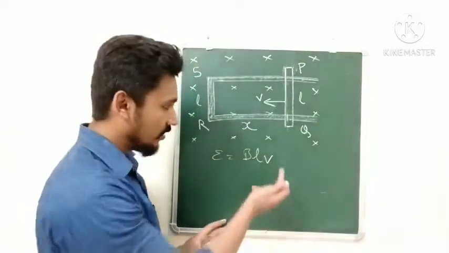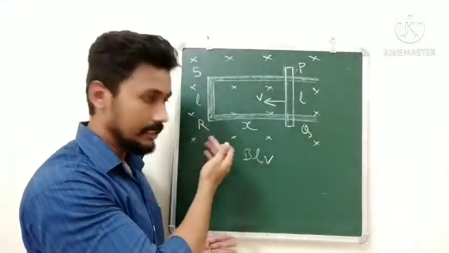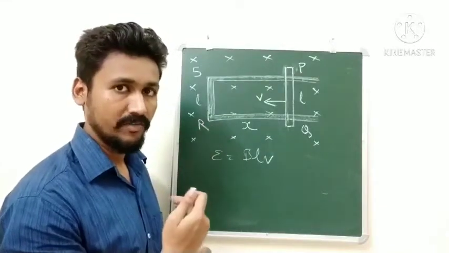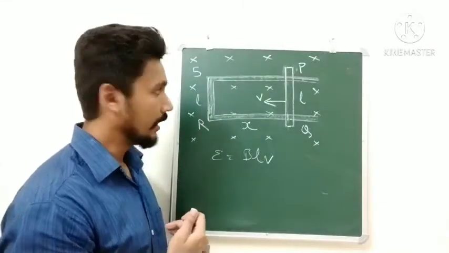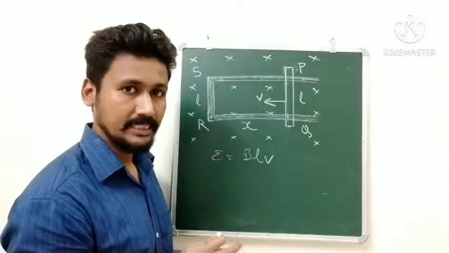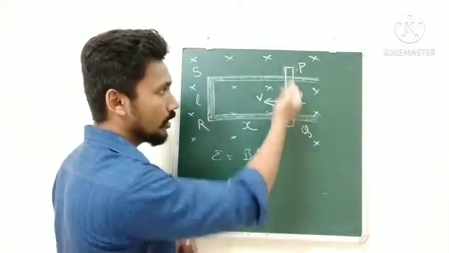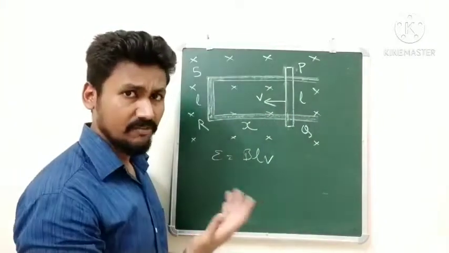Obviously you can see that if you increase the velocity, the EMF generated will be higher. Okay, if you decrease the velocity, means lower velocity, EMF will be lower. Now of course one question you will ask is, in what direction will the EMF go? That is, whether it will go from P to Q or Q to P, which is positive.